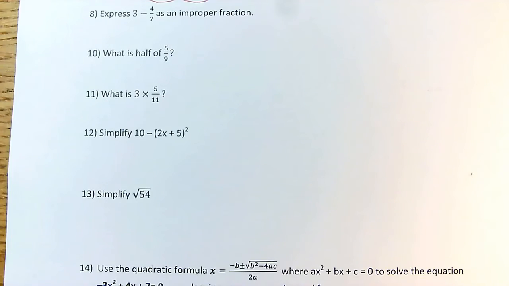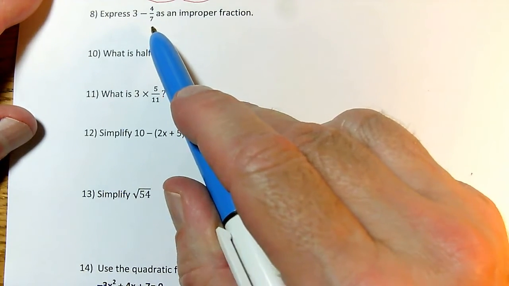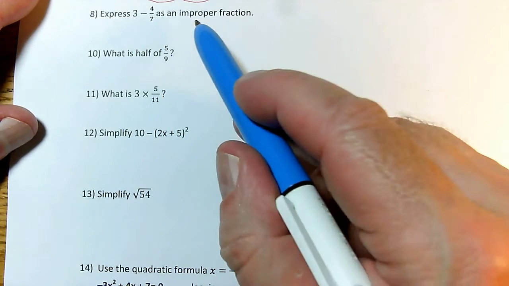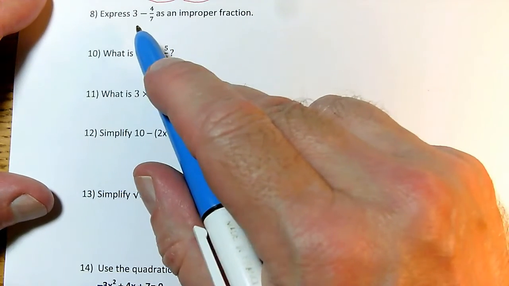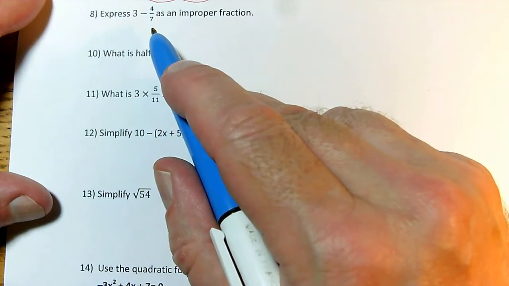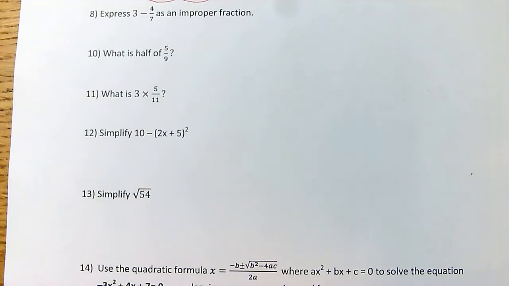Okay, question 8. I've got to do 3 minus 4 sevenths and I've got to give the answer as a fraction. Improper just means it's going to be a top-heavy fraction. So how do I do a number that isn't a fraction minus a fraction, or how in general do I add or subtract fractions? The answer is I need a common denominator.